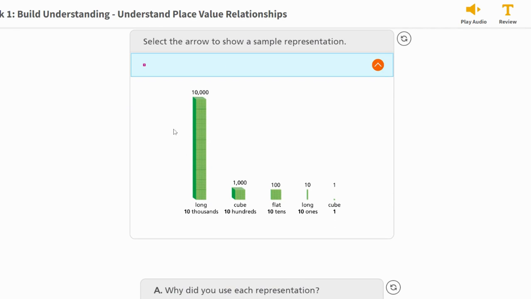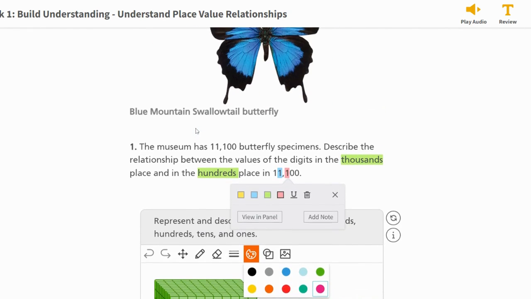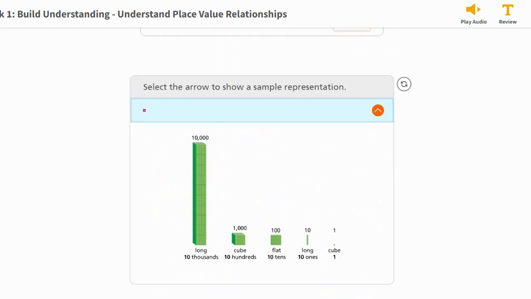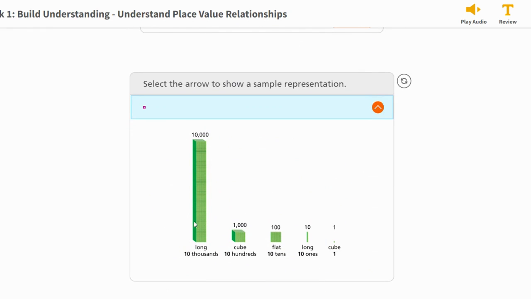You could have said that for this number, 11,100, if we put 10 of these thousands together, that would be like a really long tower of 10,000. Then we had 1,000, which would be one 1,000 cube. 100, we would just want one flat. 10 would just be one long rod, and then 1.